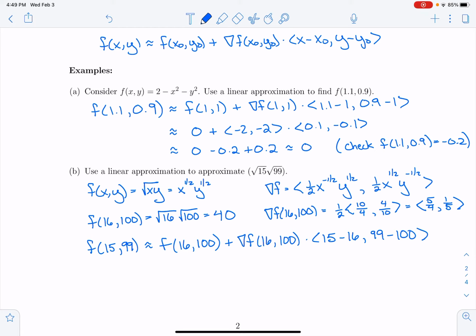F of 16/100 was 40. That gradient that we calculated is 5/4, 1/5. And then we're going to dot that with -1, -1. So here we're going to get 40 minus 5/4 minus 1/5.